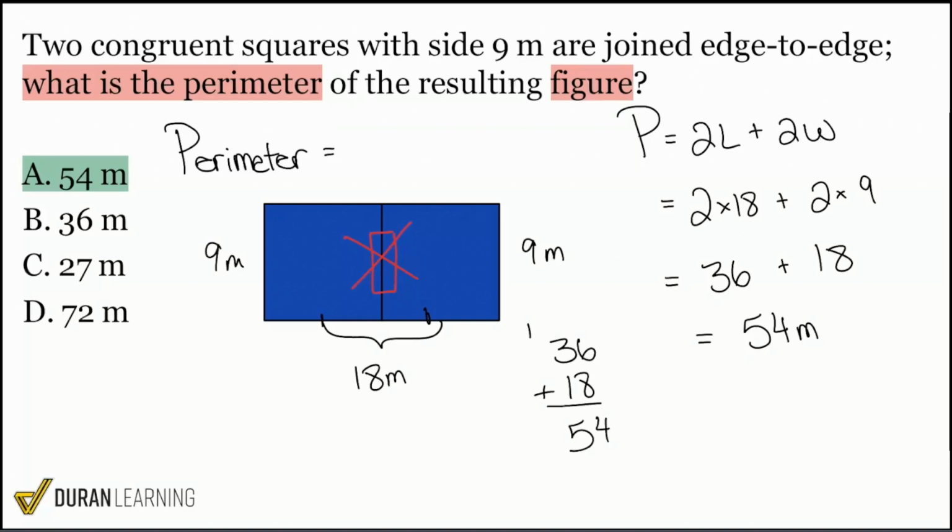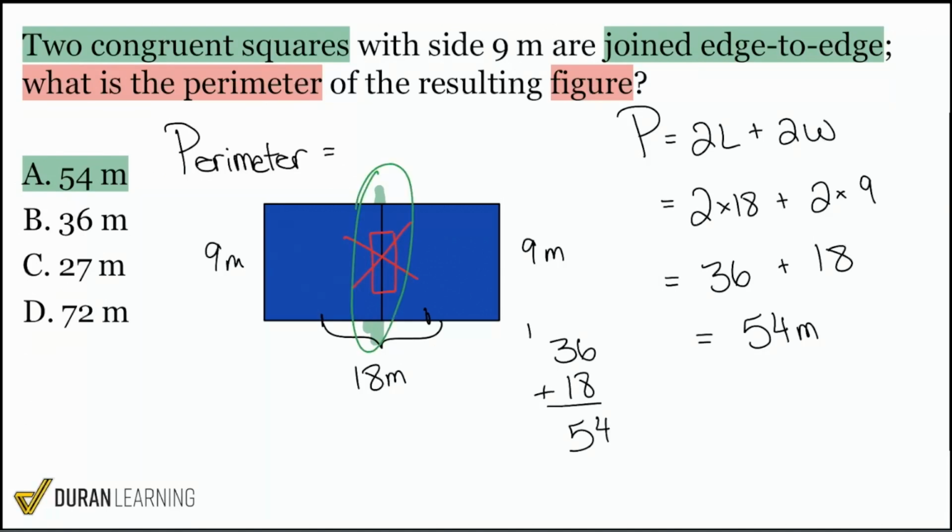Again, this was not a question where we would just double the perimeter. Since we have 2 squares, we have to take into account that they are joined right over here in green, that the 2 squares are joined edge to edge, right there. And so we don't count the middle part, and we just take into account the outside.